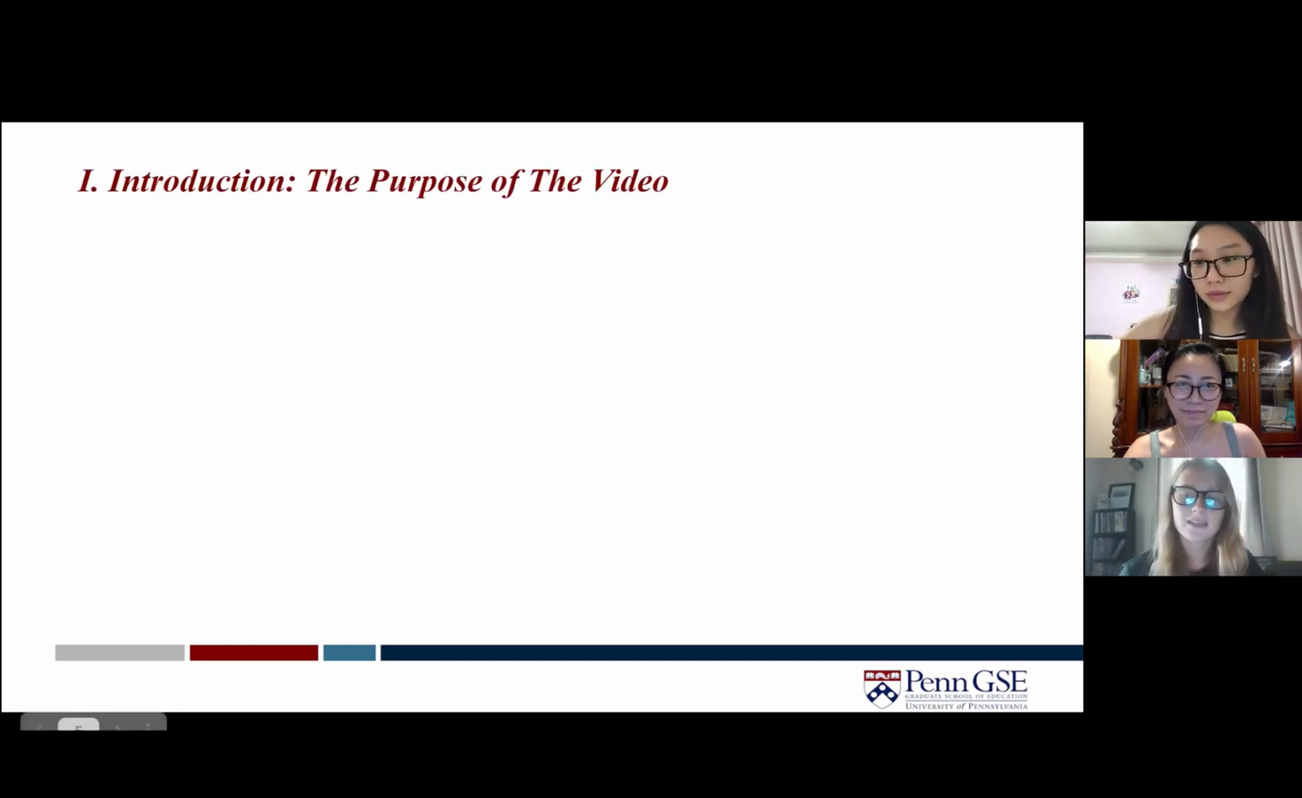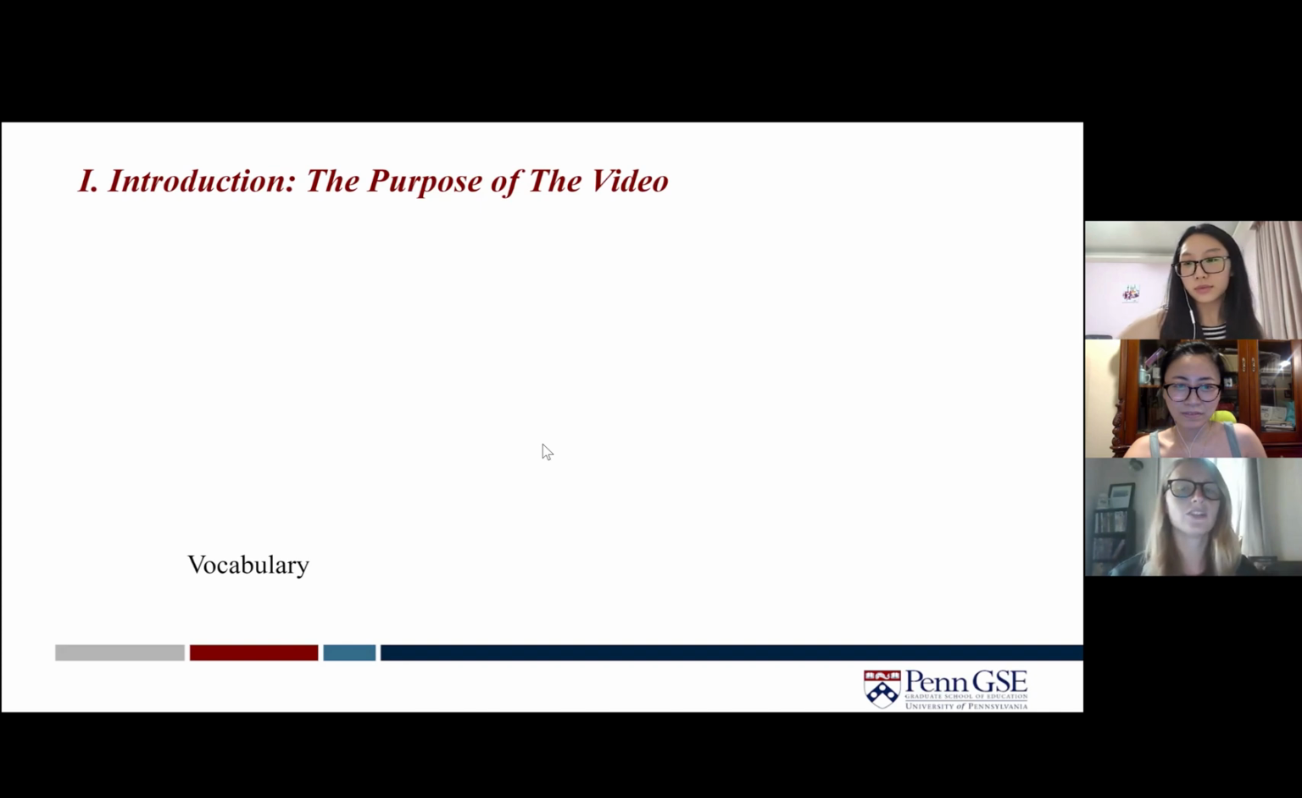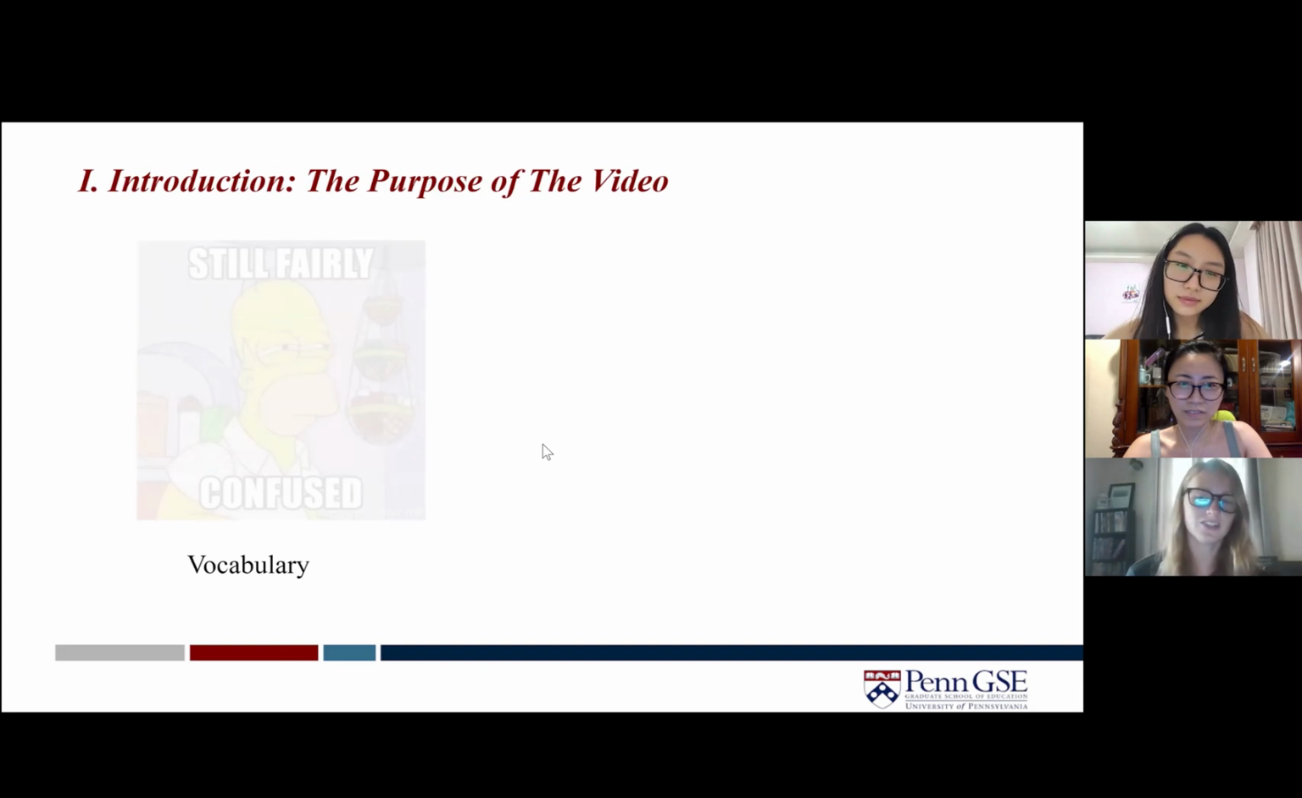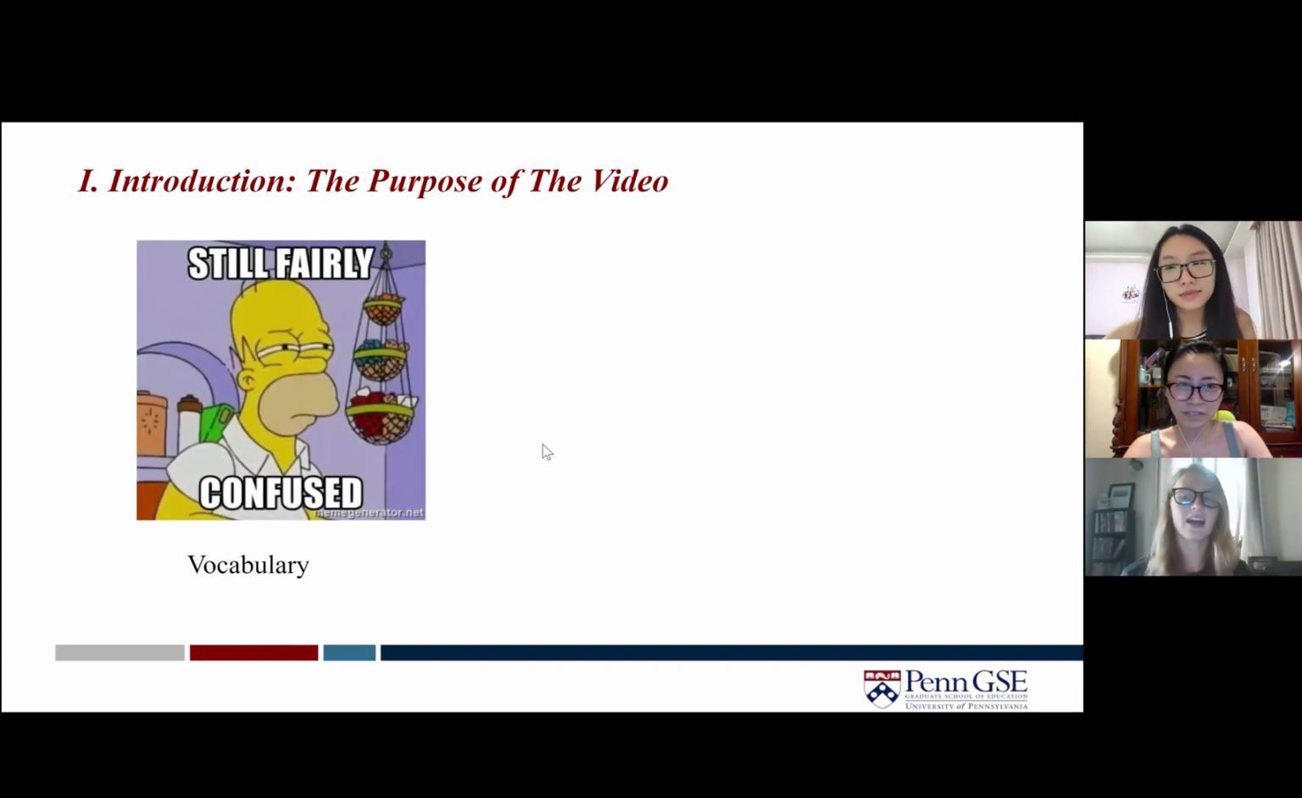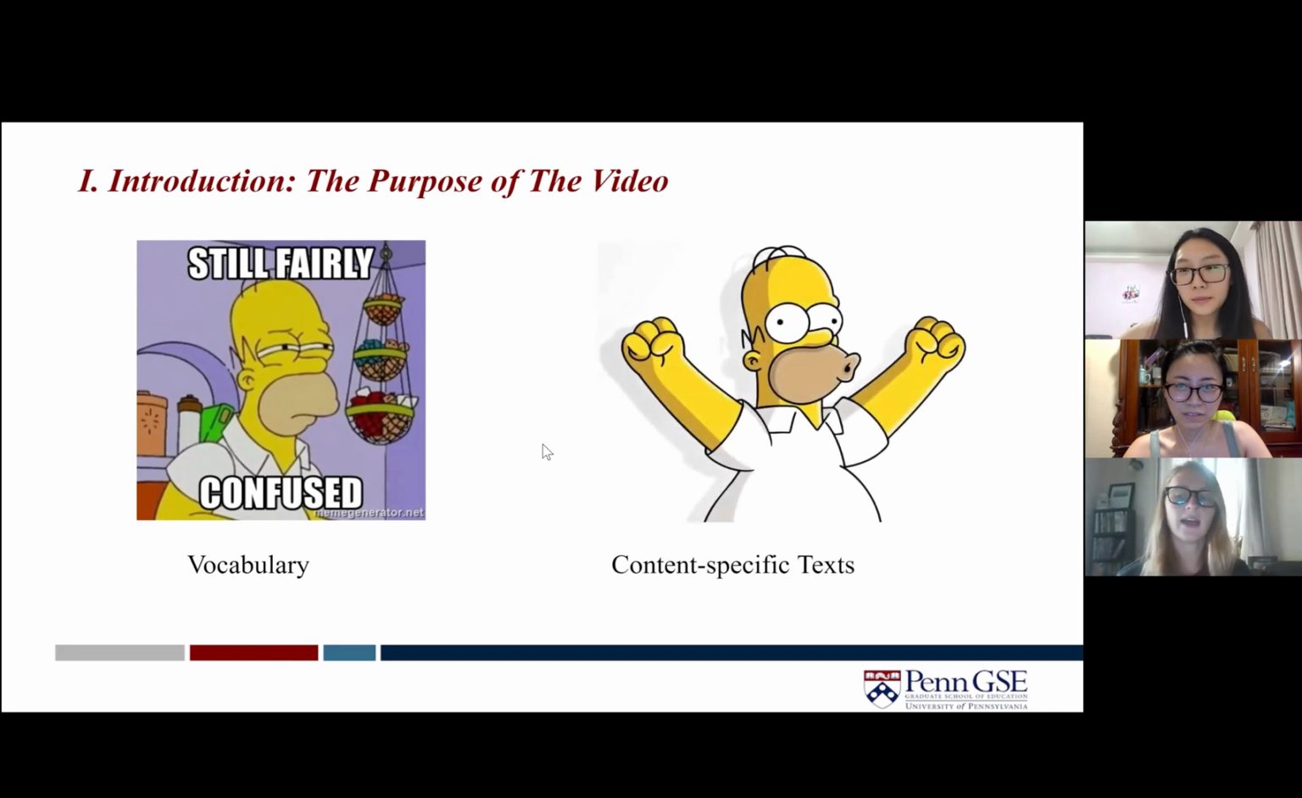So content-based instruction has the potential to help ELs develop academic language if teachers strategically direct the students' attention to the choices made in content-specific texts for meaning making instead of only focusing on vocabulary teaching. Because understanding content-specific text takes more than knowing the vocabulary, and the awareness of the language will assist the students to better access grade-level content knowledge.